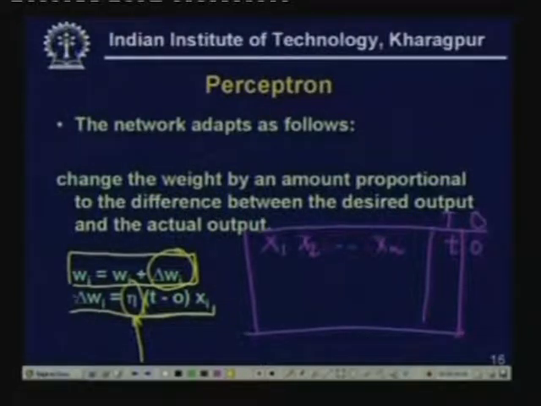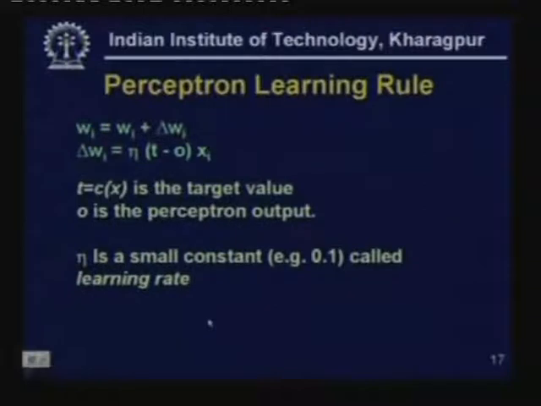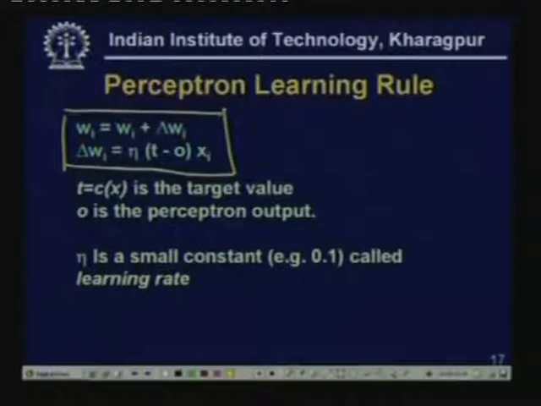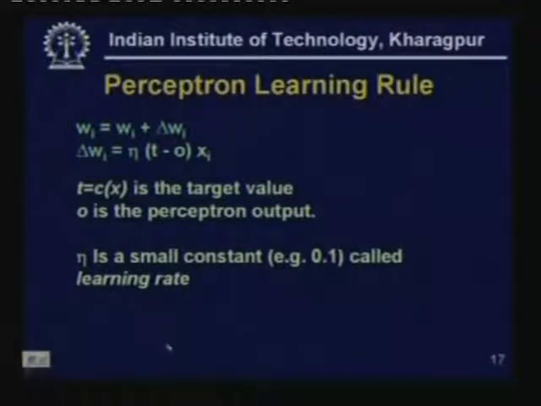So, what this training rule tries to do is push O towards the target value T. To recapitulate, the training rule is as follows: Wi is changed by eta (T minus O) times Xi, where T is the target value, O is the perceptron output that we have obtained, and eta is a small constant which is known as the learning rate.